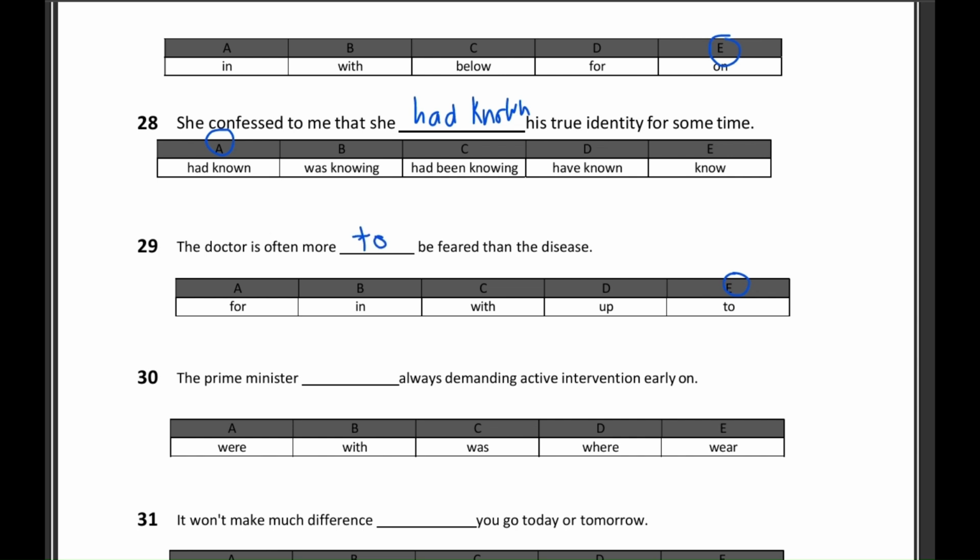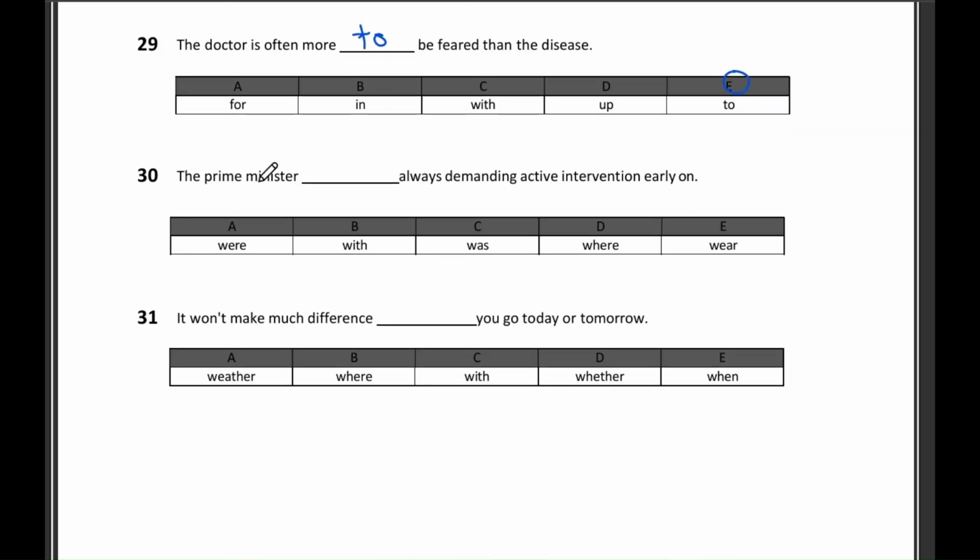Now for question 30. The sentence is, the Prime Minister, blank, always demanding active intervention early on. The options are were, with, was, where, and where. The answer is option C, was. We use was because it fits correctly with the Prime Minister, as we're talking about one person.